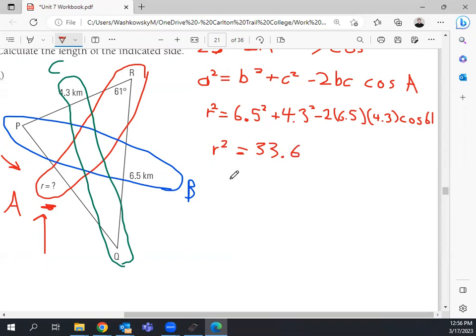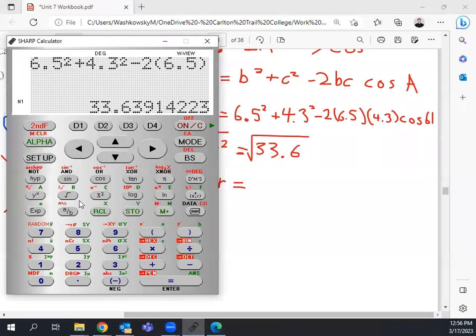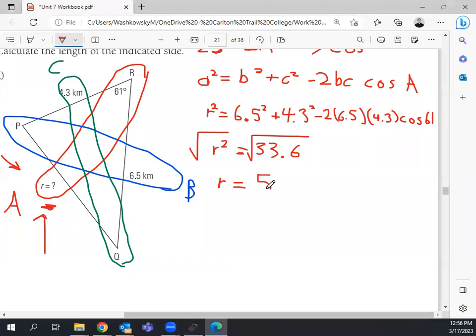I take the square root because I don't care what R squared is. I'm trying to find R. I'm just trying to find the length of that side. So I need to take the square root of both of these. If you remember on your calculator, that's this little button right here, the little slashed one right beside your squared button. If you click that, all of a sudden I can see that it's going to be 5.8.